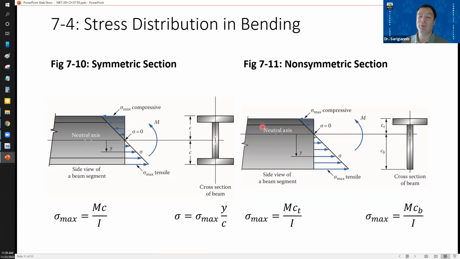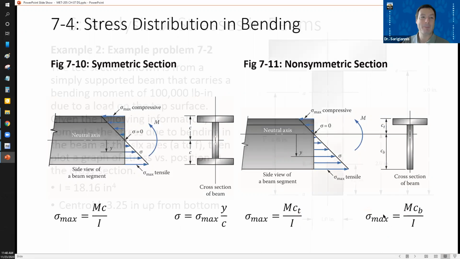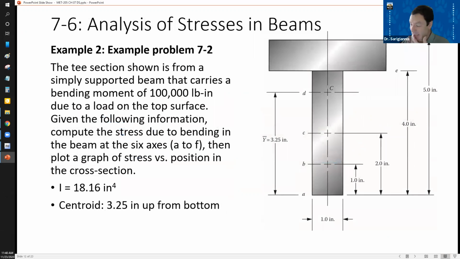In this particular beam's case, the maximum sigma is actually the tensile stress, right? So we're using the distance C sub T down to the surface in tension. So sigma max is shown here, with C sub B, right? I just rewrote it with the notation of that diagram. All right, so let's do an example. We should be able to get through this.